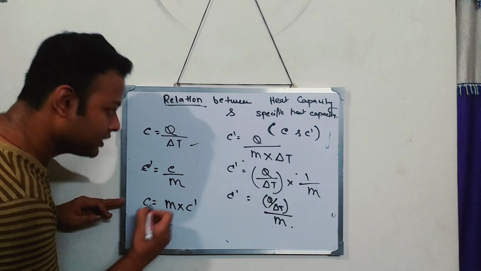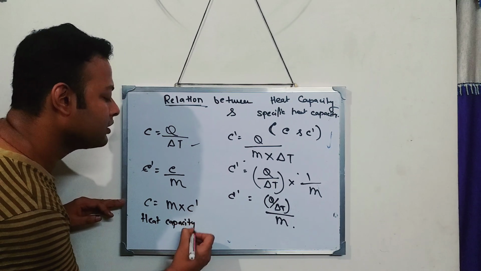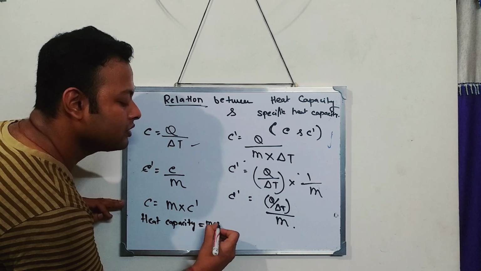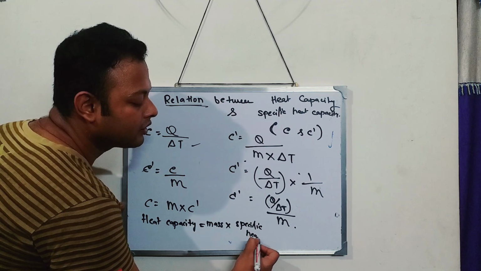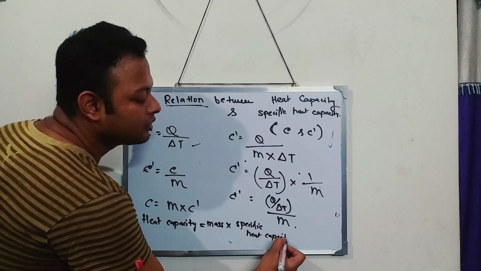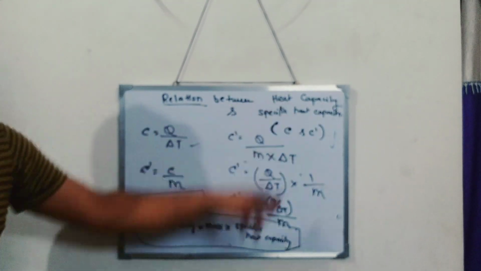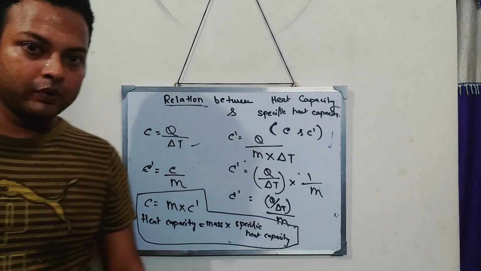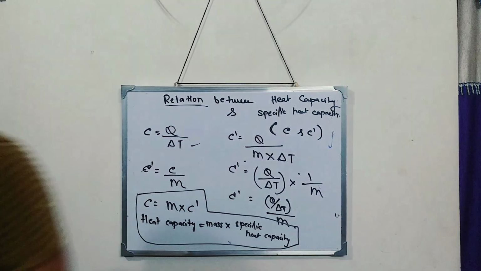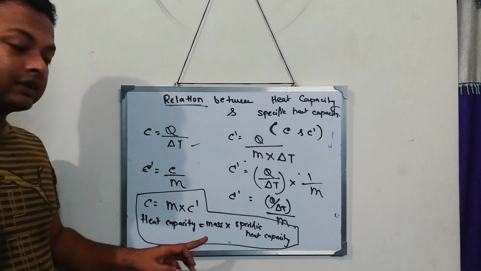So what is the relationship? Heat capacity is equal to mass into specific heat capacity. So this is the ultimate relation between heat capacity and specific heat capacity. So the relation between heat capacity and specific heat capacity is like this. I think you understood. Look at this thing. So this is clear.